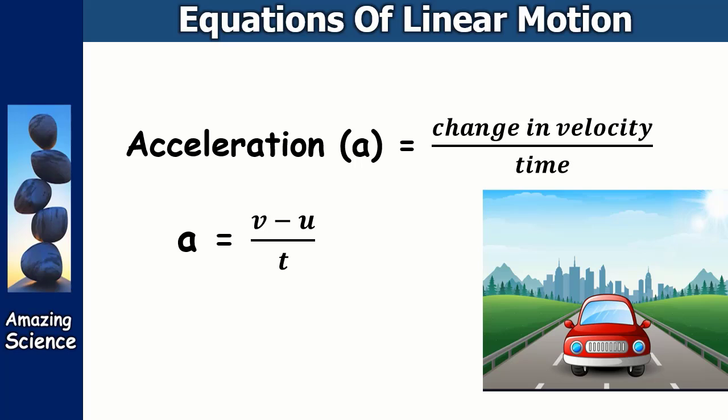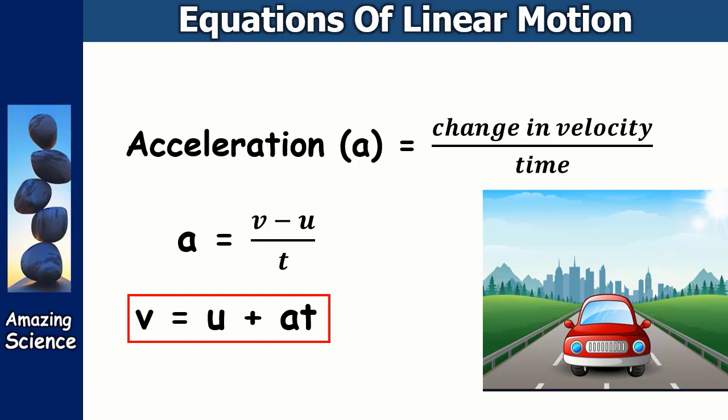Now let's make v, that is the final velocity, the subject of this equation. We are going to get v is equal to u plus at. And this is the first equation of motion for uniformly accelerated bodies. And it basically comes from the definition for uniformly accelerated motion.